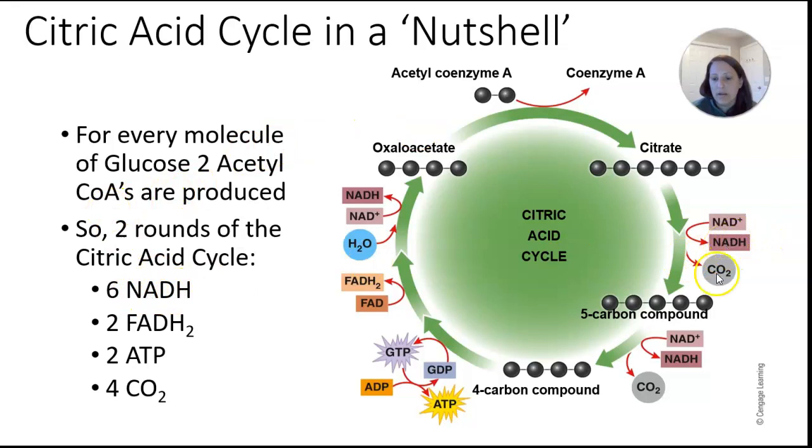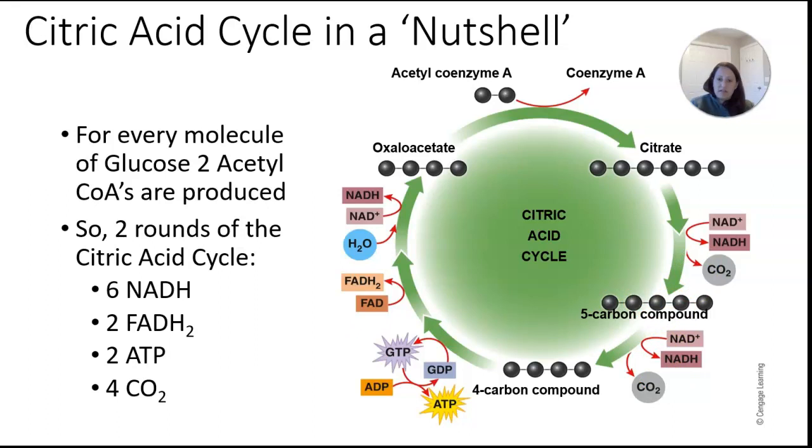So we got 1, 2, 3 times 2 is 6. So we got 6 molecules of NADH produced, 2 molecules of FADH2. So here's FADH2, we got to multiply that by 2. ATP, 1 per acetyl, so 2 total. And 4 carbon dioxides are produced, right? So here's 1 and 2 times 2 is 4.